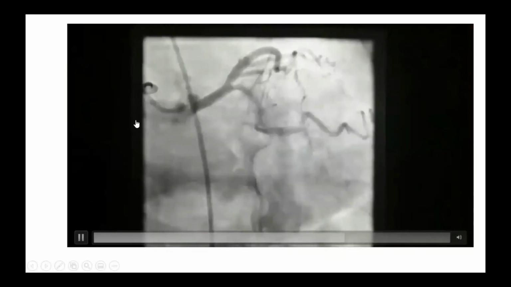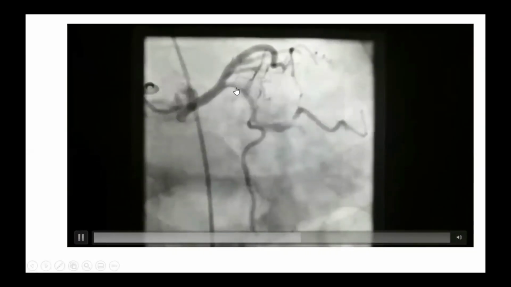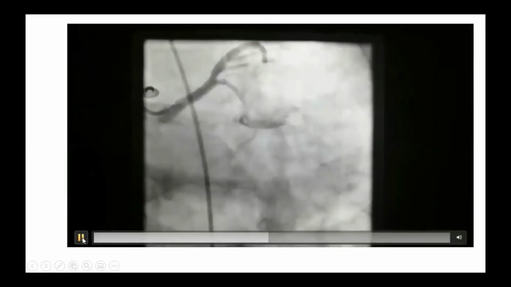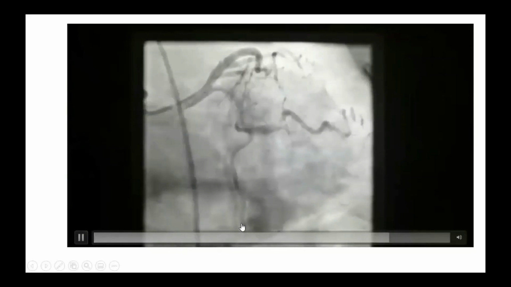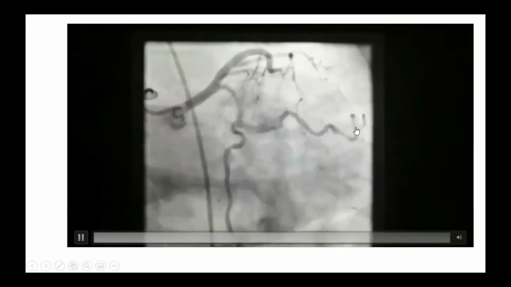Can you read this? This is a femoral approach, right? Engaging the left system. Okay. Left main looks normal. There is an ostial LAD that is foreshortened, and then, what is this one? This LAD? That is the stack, right? Okay, the OM.